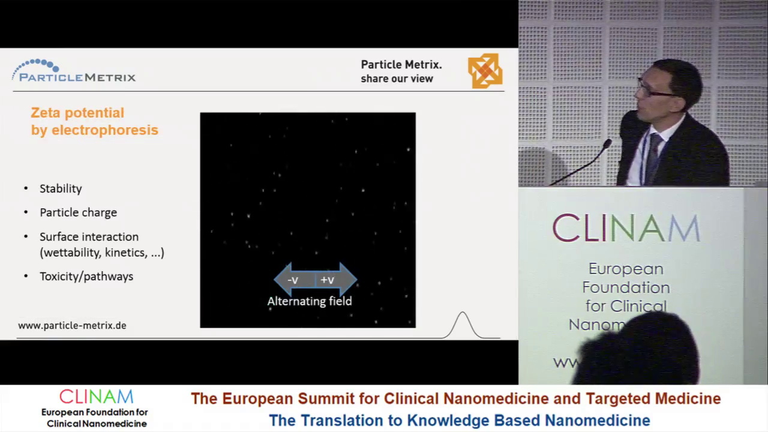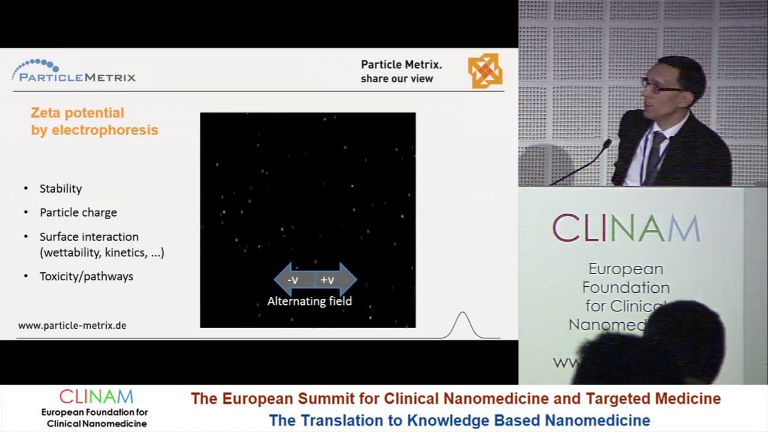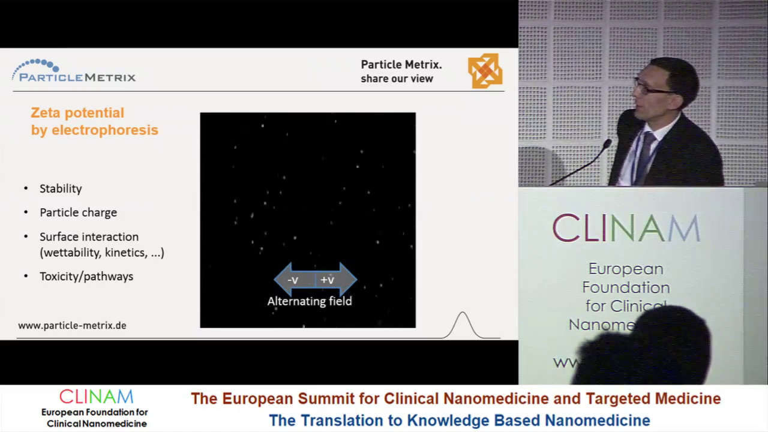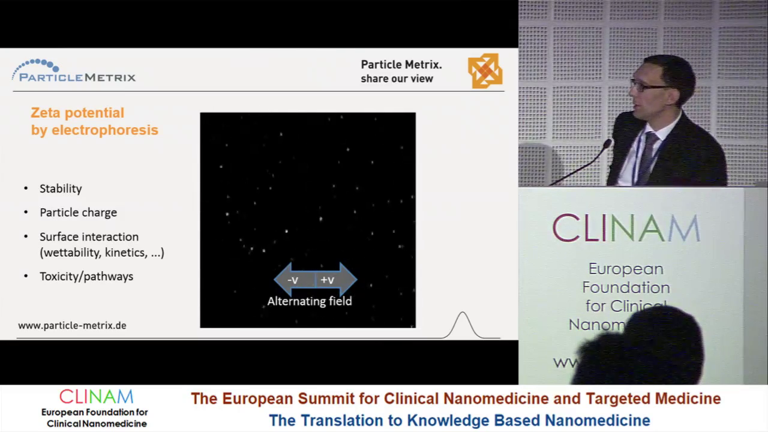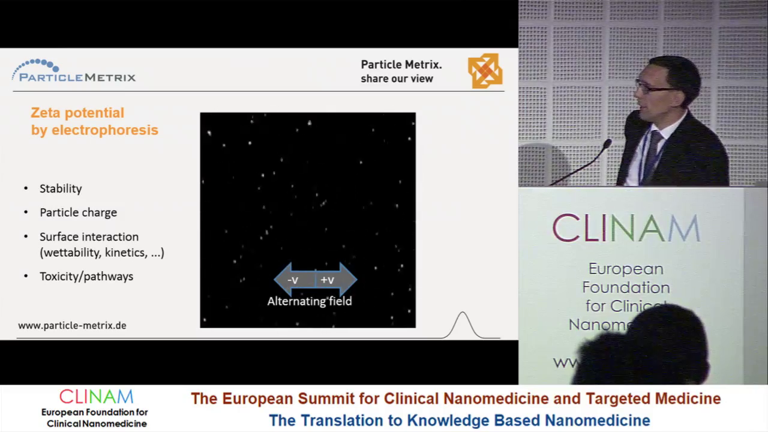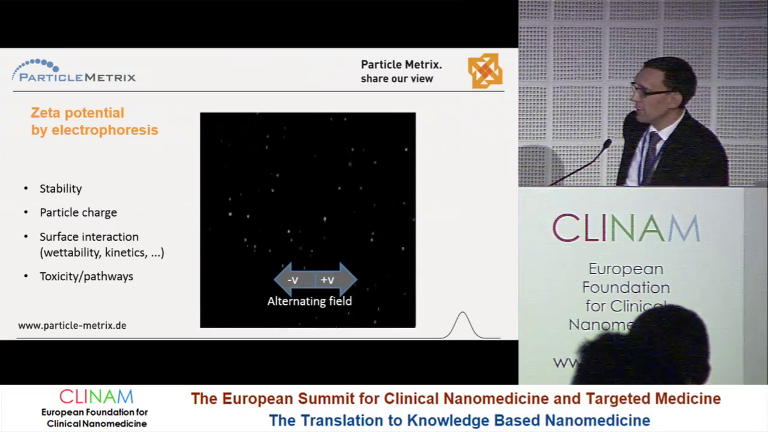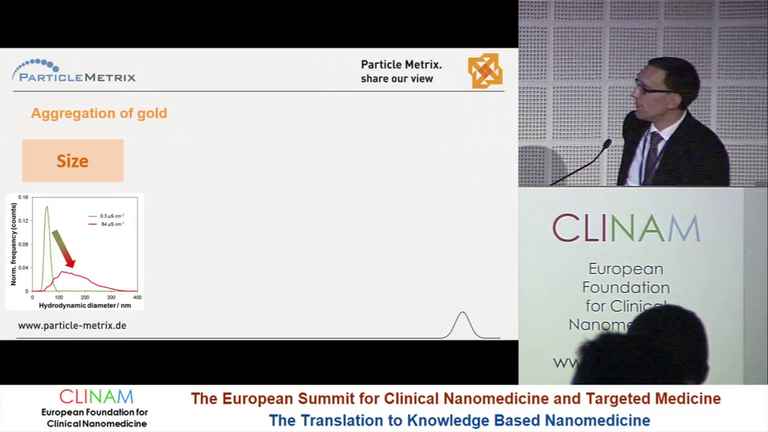Zeta potential as well is a very nice tool because it gives you information about stability, particle charge, and surface interactions. The zeta potential is calculated from the electrophoretic mobility when you apply a field, and in this time-lapse movie we apply the field in alternating directions.